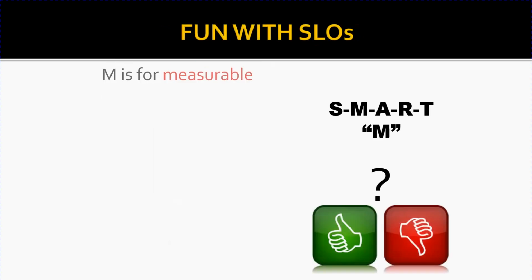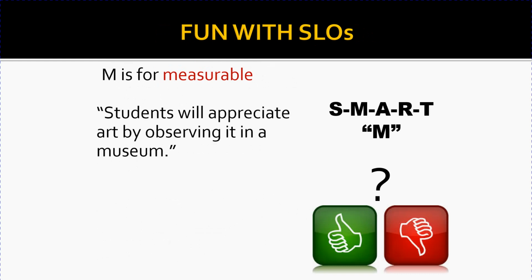The next one is M, which is measurable. So this one, students will appreciate art by observing it in a museum, is not measurable because you can never measure appreciation. Even if you ask students to write down what they appreciated, you can fake appreciation because it's one of those performative things that we do, because you're like, oh, I know my teacher really loves this, so I'm going to appreciate it a heap, right?